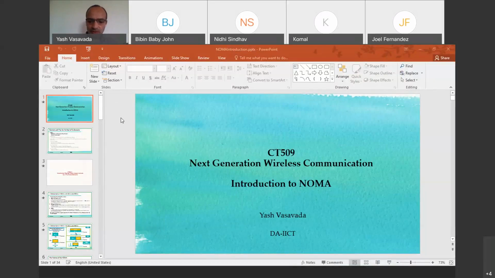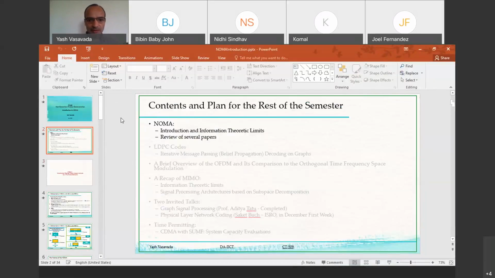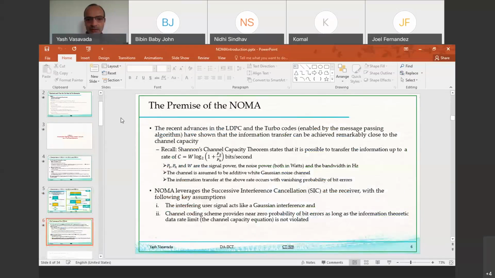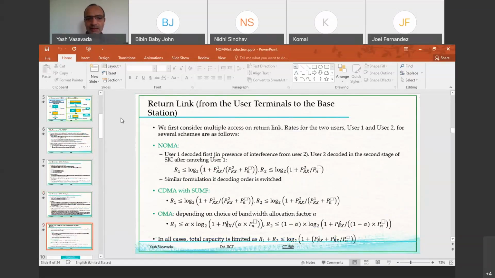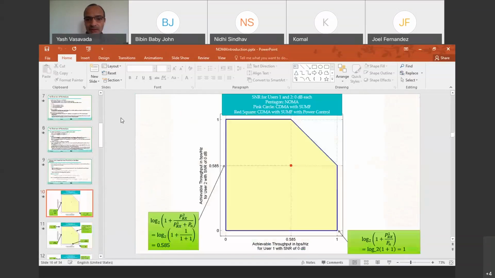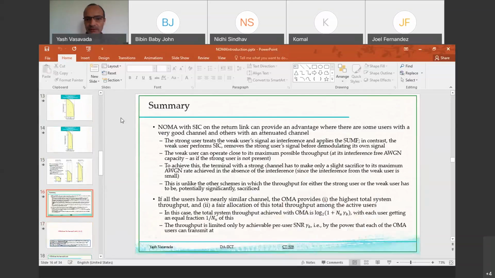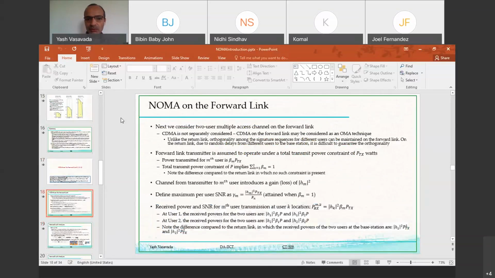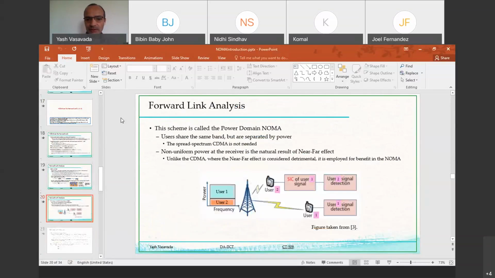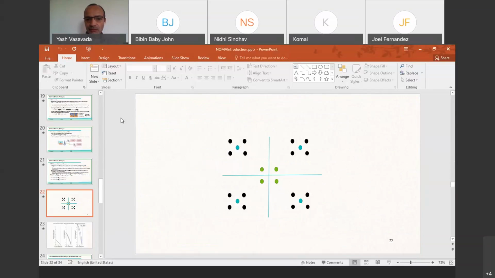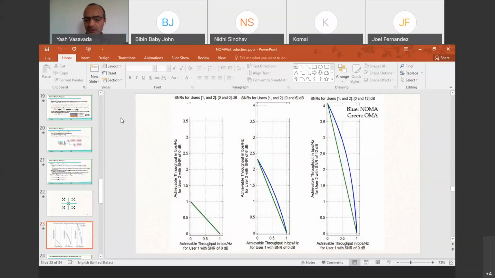We have talked about NOMA to some extent. I think we have covered many facets of NOMA. We have looked at the information theoretical analysis on the return link, as well as the analysis of NOMA on the forward link. And we saw that both on the return link and on the forward link, NOMA actually outperforms orthogonal multiple access and definitely CDMA with SUMF.